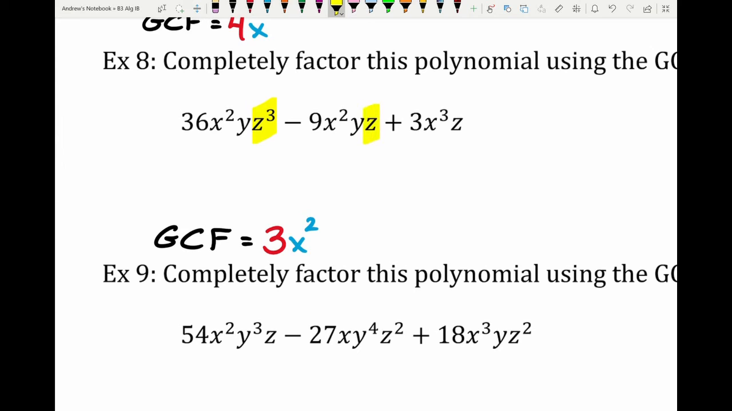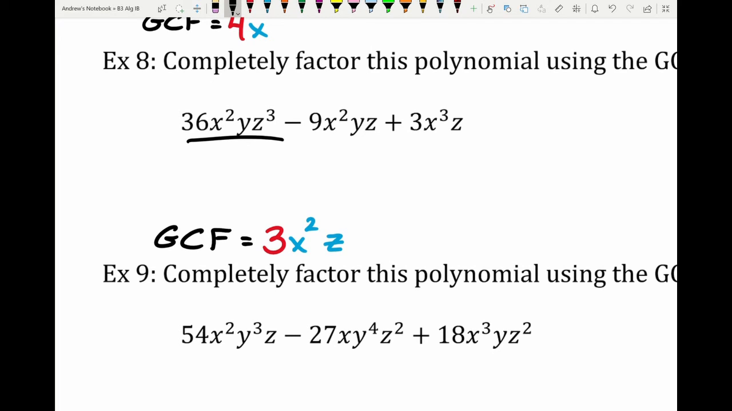Then we take a look at the z's. Ooh, diggity. We got z's in all of those. Alright, so again, I'm taking a look at how many they have. This has 3, this has 1, and this has 1. The smallest number I can take. Right, the only thing I can take evenly from each is just a single z. Right. So that's our GCF, 3x squared z.